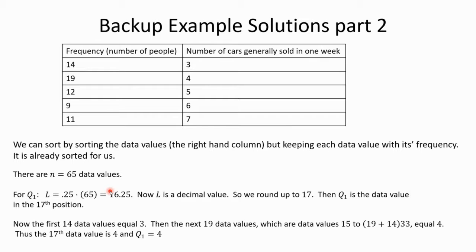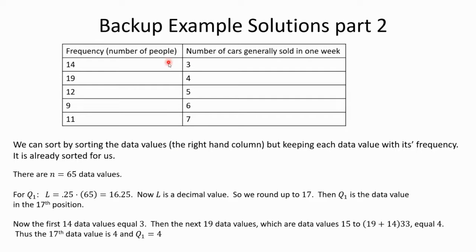And clearly that's a decimal value. So because of that, we have to round it up to 17. You're always going to round up here. I know when you're looking at this, you're thinking about rounding to the nearest whole number. The 2 would normally tell you to round down, but in this process, you're always rounding up. So we round up to 17. This tells us that the data value in the 17th position is our first quartile, our Q1.